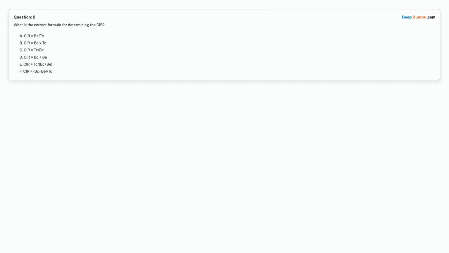Question 2. What is the correct formula for determining the CIR? Option A. CIR equals BC / TC. Option B. CIR equals BC x TC. Option C. CIR equals TC / BC. Option D. CIR equals BC plus B. Option E. CIR equals TC / (BC plus B). Option F. CIR equals (BC plus B) / TC. Choose the correct answer.